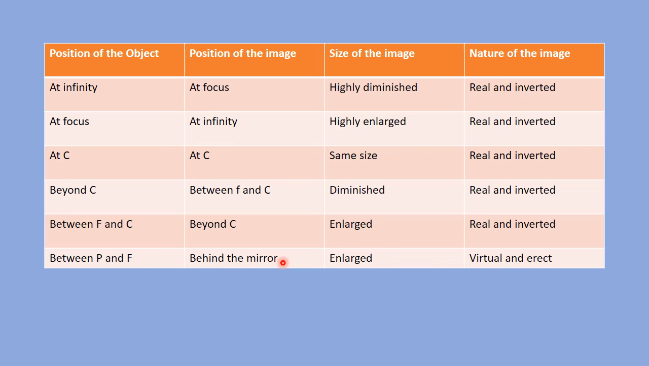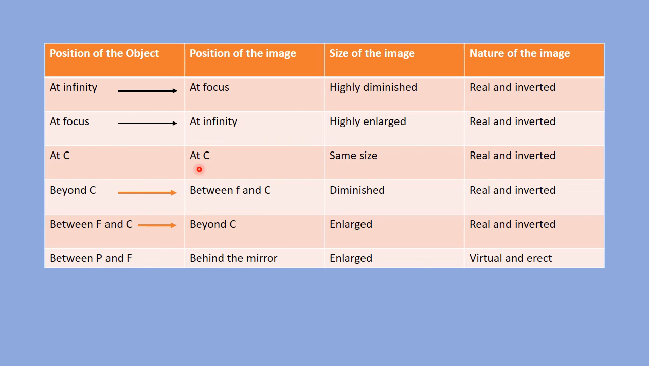Now it's easy to memorize this table because the first two are reverse of each other. Like here it is at infinity, here it's at focus, and in the second row it's just the reverse of the first one. Similarly, these two cases are also reverse of each other. Like when we place the object beyond C, we get it between F and C, and when we keep the object between F and C, we get the image beyond C. It's like reciprocal of each other. So it's easy to memorize. Moreover, if it's at C, we get the image at C itself.